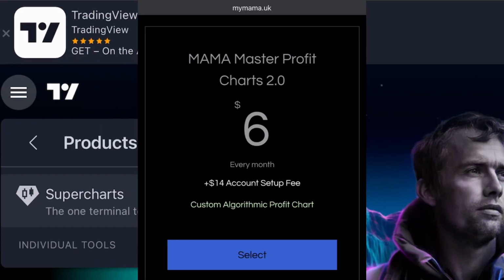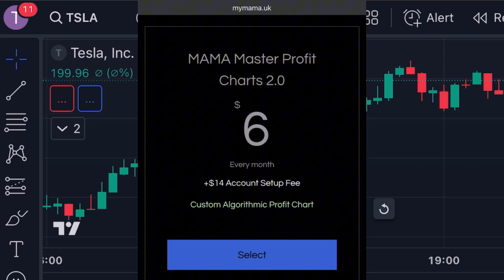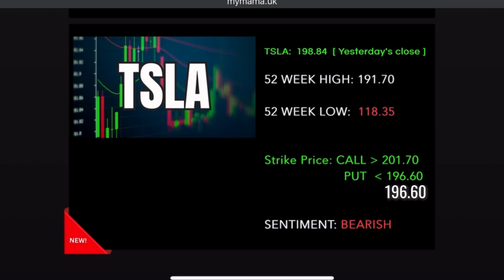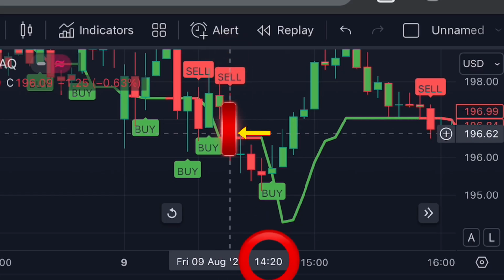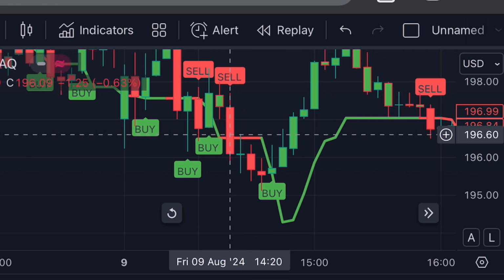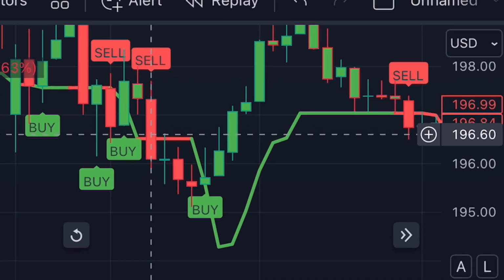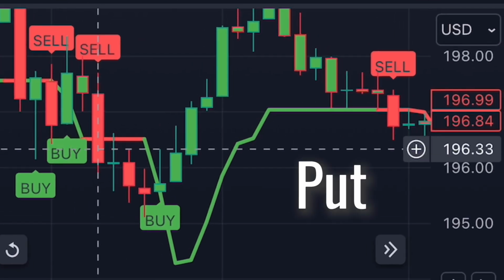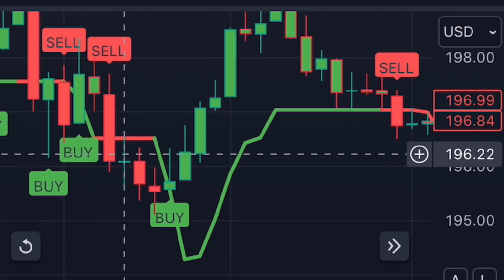This is where your Mama Master Profit chart is your best friend. Remember, we used our Tesla alert. The price went below 196.60, so we bought a put option. Here we can see that at 14:20 UTC, which is 10:30 a.m. Eastern Standard Time, the price reached our alert price of 196.60. The lower the price goes, the more money we make because we bought a put option when the alert was initiated. So we got in the trade, as did many of you.